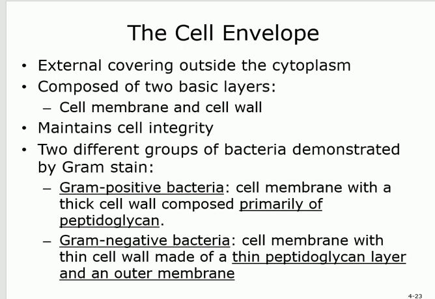Gram positive, they have a cell membrane that's thick and primarily peptidoglycan. The negative ones also have the same thing, but it is thin and have an outer membrane. Did you get the difference? Both of them have peptidoglycan, right? But the gram positive have it thick. The gram negative have the same thing, but thin and additional membrane. And that will make the difference.